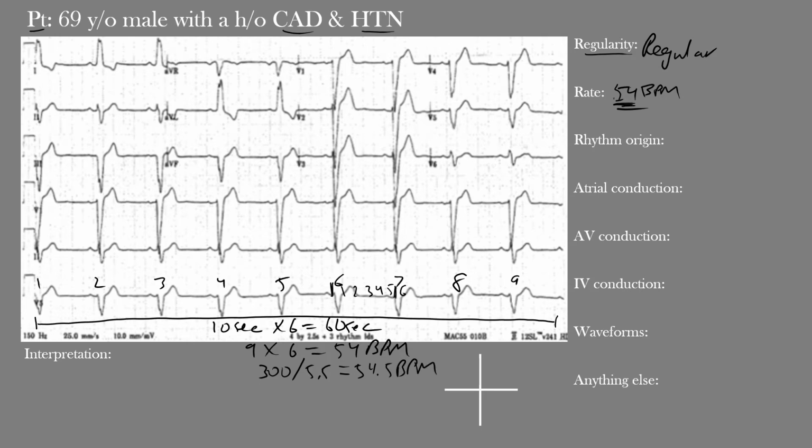So those are two ways to find the heart rate that I think are really easy to know, and you should be able to do it. It's not that difficult. Now, how about the rhythm origin? So where is this rhythm actually originating from? Is it from the AV node, the sinus node, the atria, the ventricles? Where is it actually starting from?